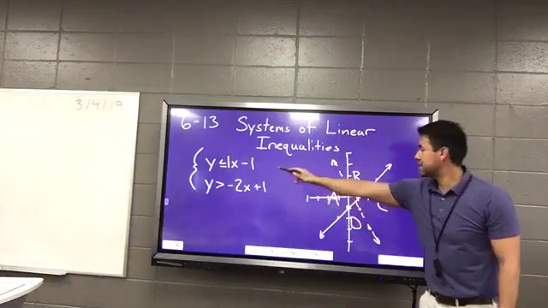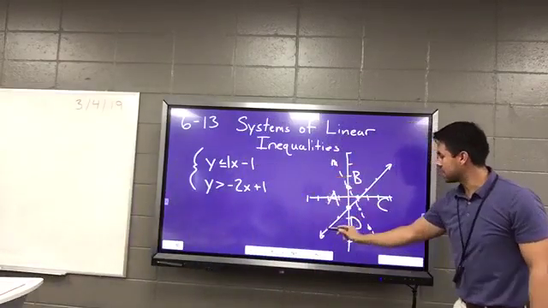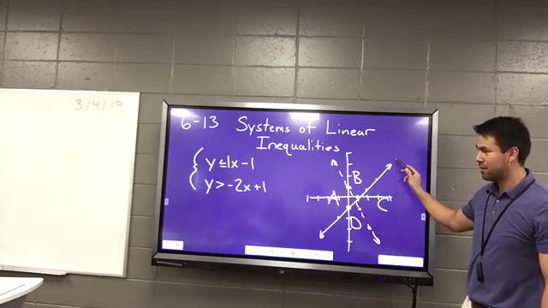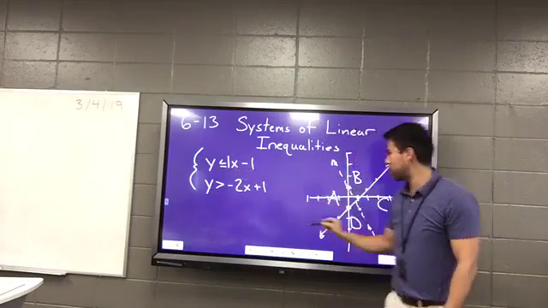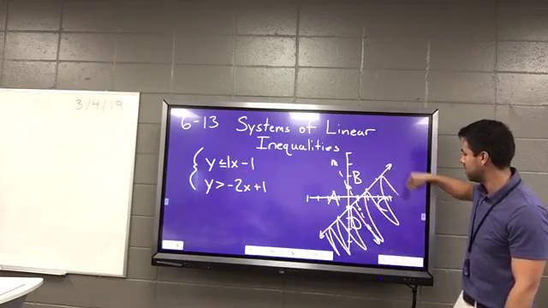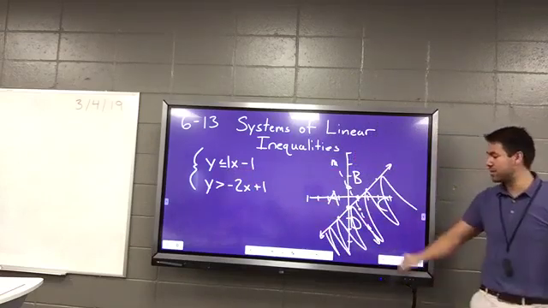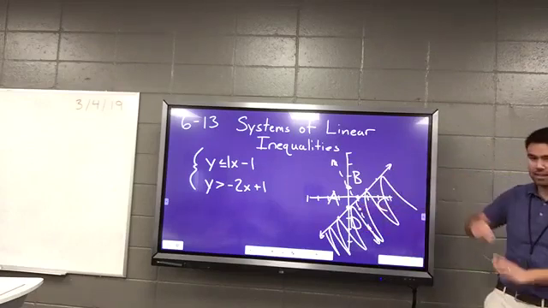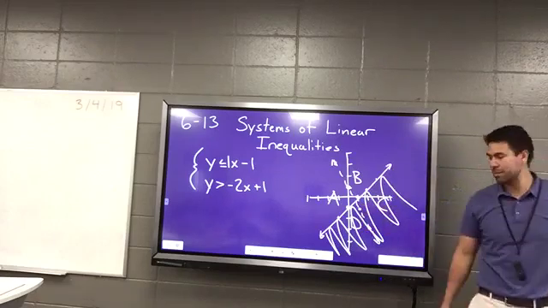All right, this line right here is the solid line. How do I know it's a solid line? Because it says it's equal to, right? So what would be below that? I'm going to shade this very lightly. Go ahead and do that. Just shade that region very, very lightly. Don't make it too dark because then it messes up your graph.